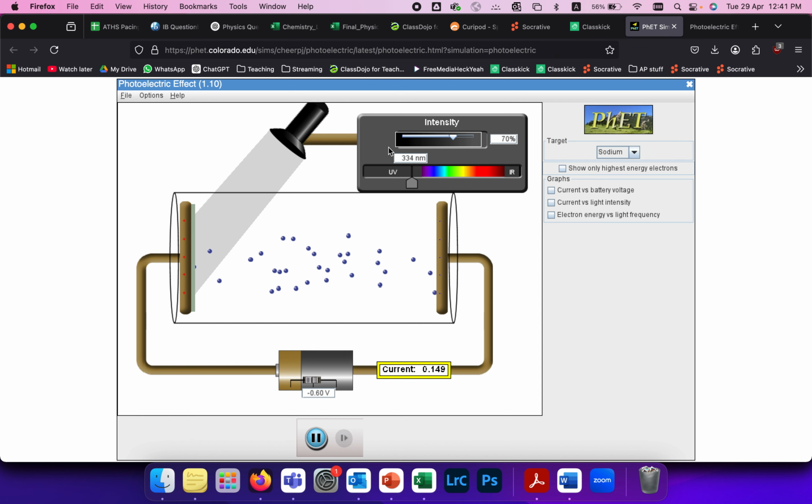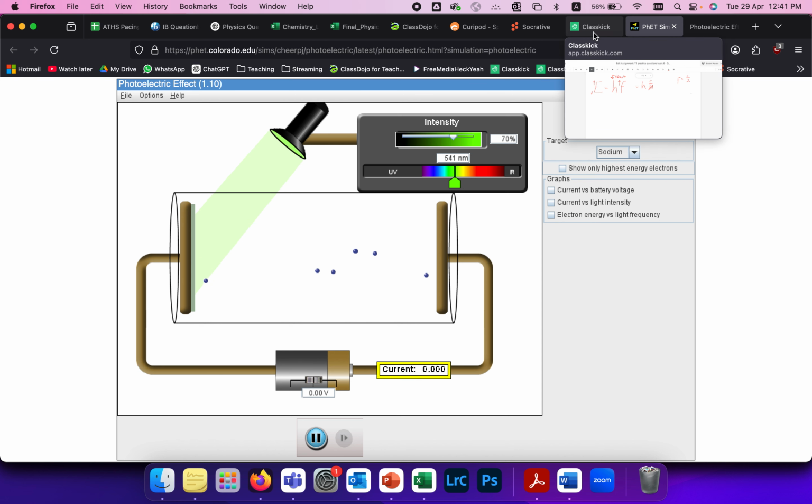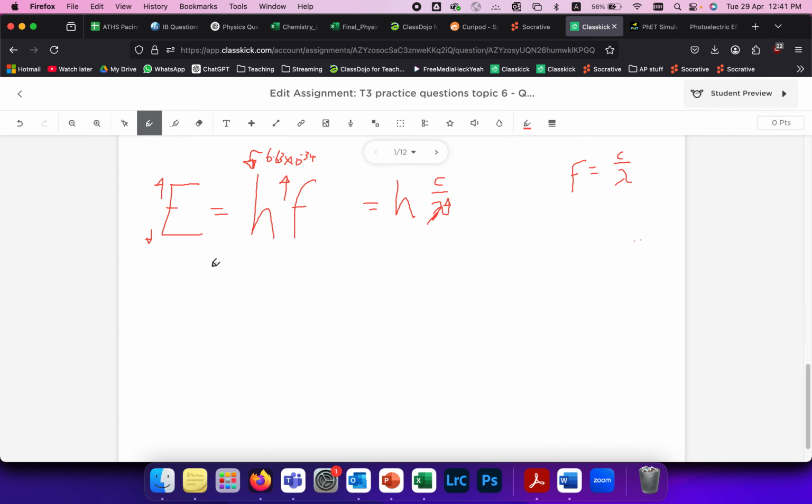Fine. But you noticed over here, no matter how bright it was, nothing happened. Electrons weren't being ejected at all. There were no electrons moving around. So that means I need a minimum energy required. And we have a term for that. It's this little phi symbol right here.